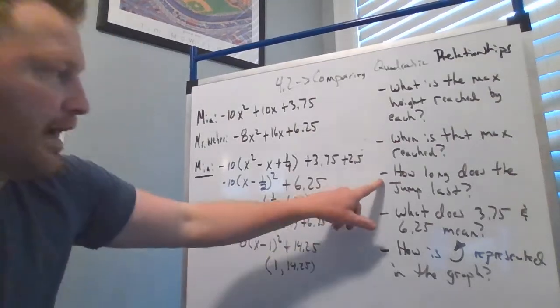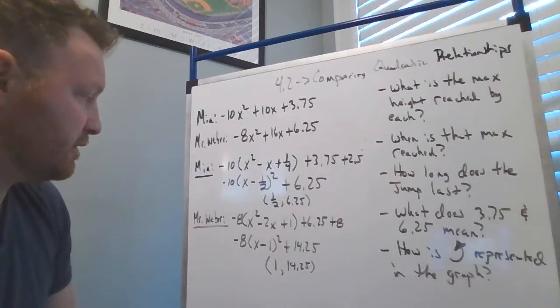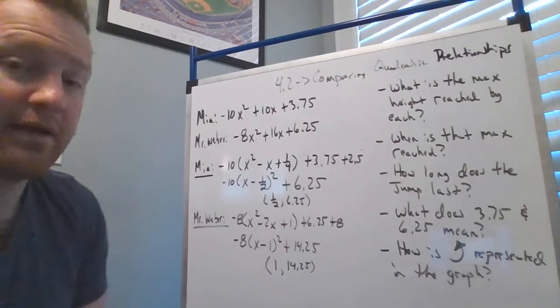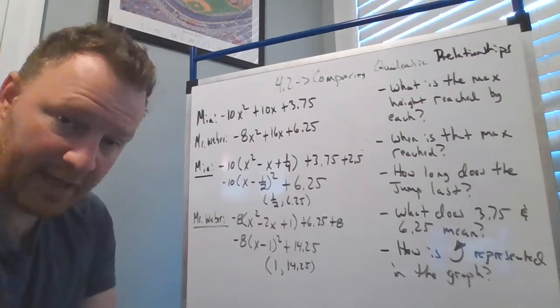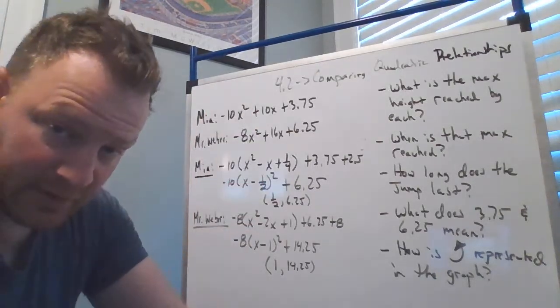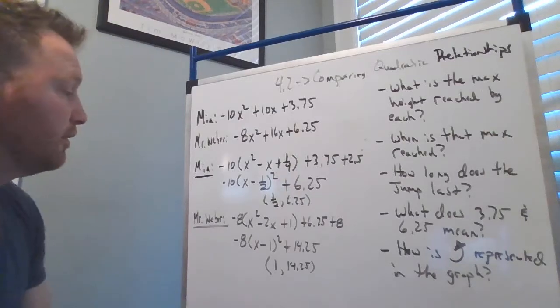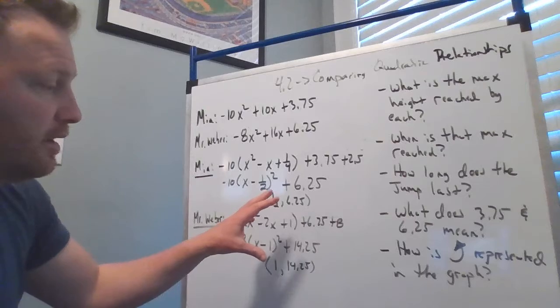How long does the jump last? So now this is where it gets funky. How long does the jump last? That means when you return back to ground zero. So when you're back to zero, now we have this data.